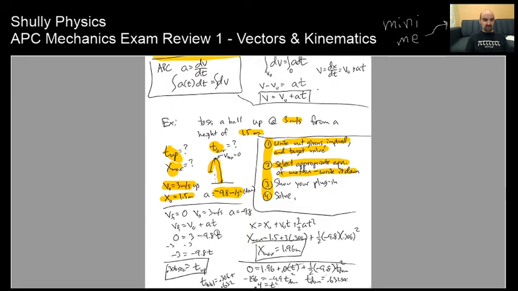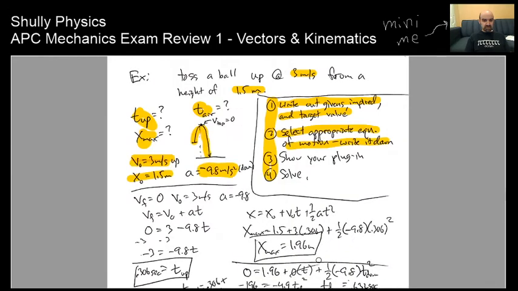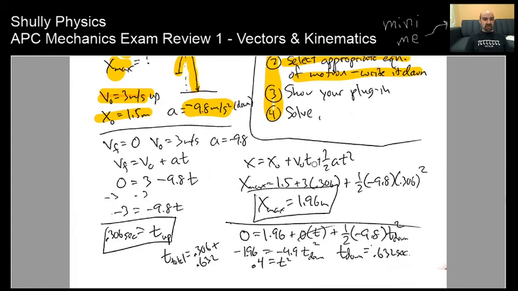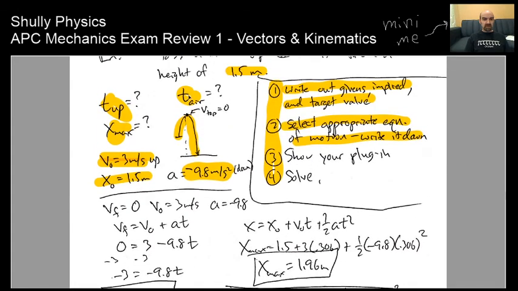VF equals V0 plus AT, plugging them in, and then, zoom in down here a little bit, using the x equals 1/2 AT squared expression. Okay, there it is. And finally, we need the time in the air. Can't forget that. Always look back at the end. What is the total time in the air?